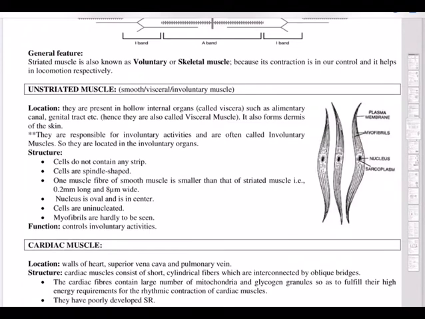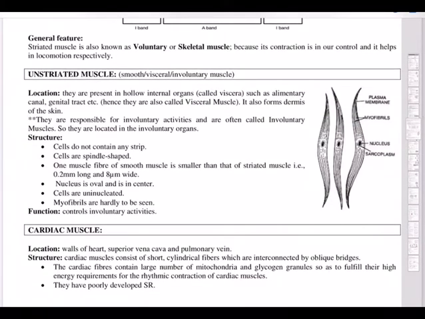So, structure: they don't contain any striations. They are smooth muscles. There are no cross walls. Cells are spindle shaped, and one muscle fiber of smooth muscle is smaller than that of the striated muscle. The nucleus is oval, as you are seeing here, and in the center. Cells are uninucleated, not more than one. And myofibrils are hardly to be seen. Function: controls involuntary activities. All the involuntary activities are because of this unstriated muscle.